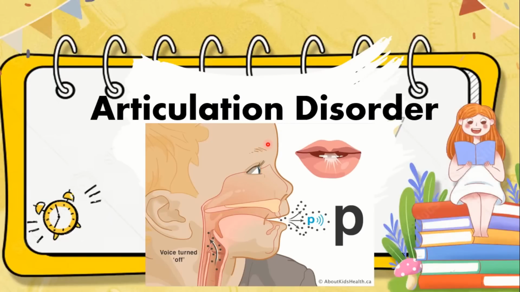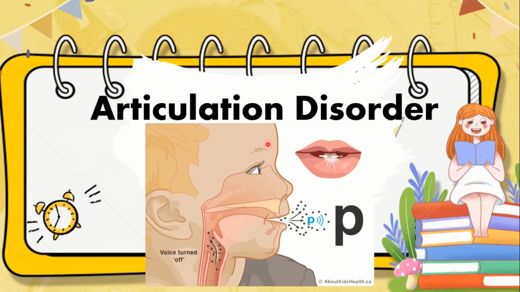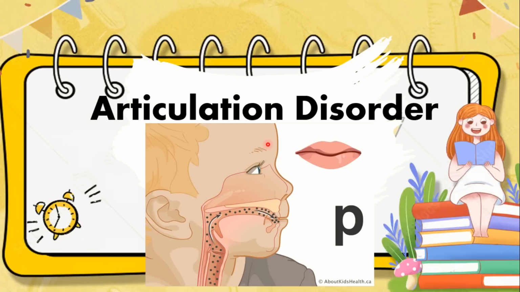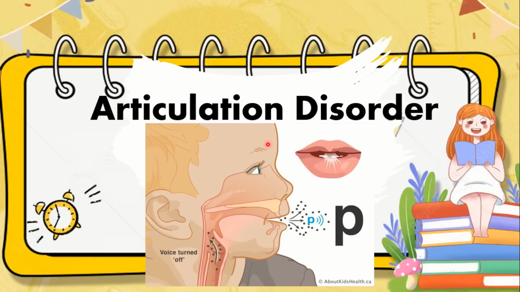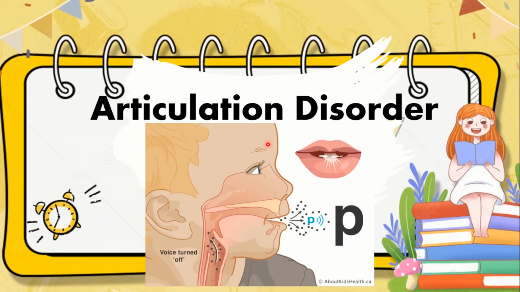Number 1 is the articulation disorder. In articulation disorder, a child is unable to produce a given sound physically. Severe articulation disorder may render a child's speech unintelligible. Examples are substitutions, omissions, distortions, and additions of speech sounds. I have here a video clip that will show you an example of articulation disorder.